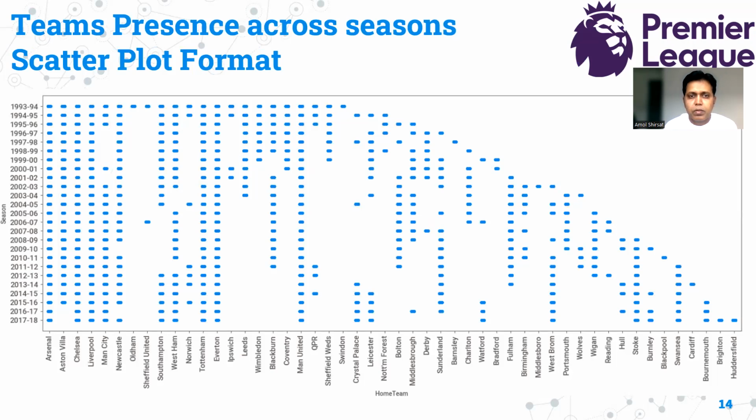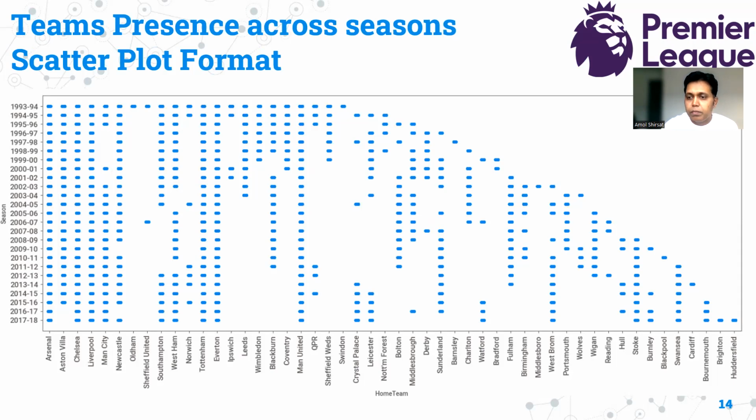Scatter plot. This gives us a good idea of which teams were present across all the seasons. We can see the teams on the x-axis while the seasons are on the y-axis, and we can see which teams are present in which season. So there are teams like Arsenal, Chelsea, Manchester United, Tottenham, Everton, which were present, I would say, for almost all the seasons starting from 93-94.